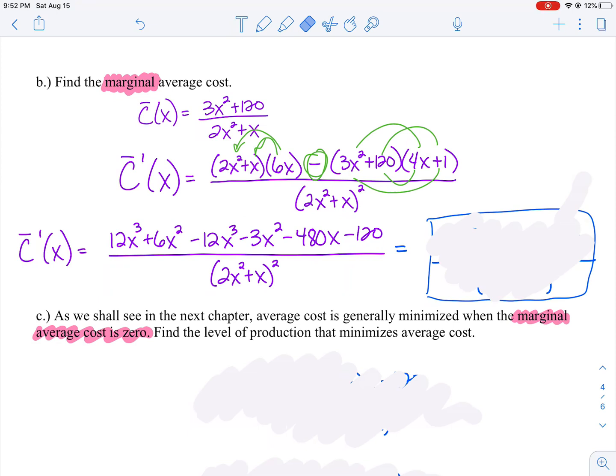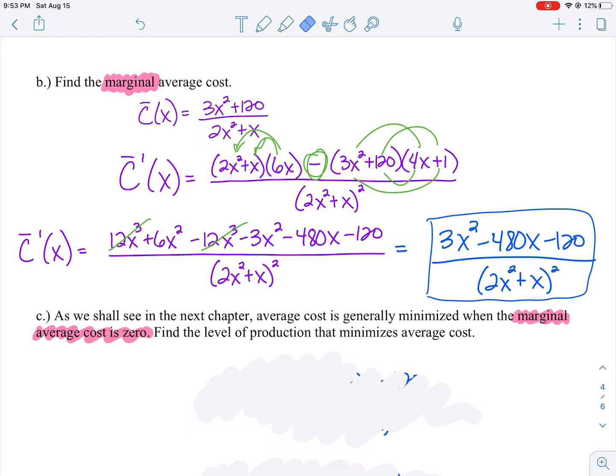You should end up with 12x cubed plus 6x squared minus 12x cubed minus 3x squared minus 480x minus 120, after I distributed, FOILed, and distributed the negative. You should have the same things I do, of course over that denominator squared. After I combine some like terms, the 12x cubed and the negative 12x cubed cancel. I can take the 6x squared and the negative 3x squared and combine those into 3x squared minus 480x minus 120 over that denominator.